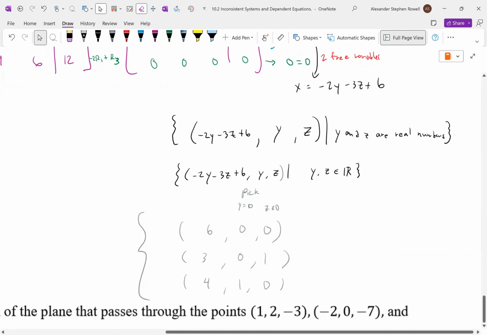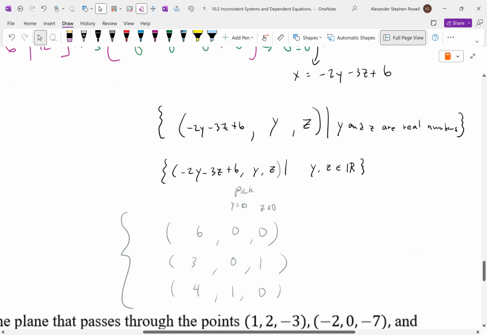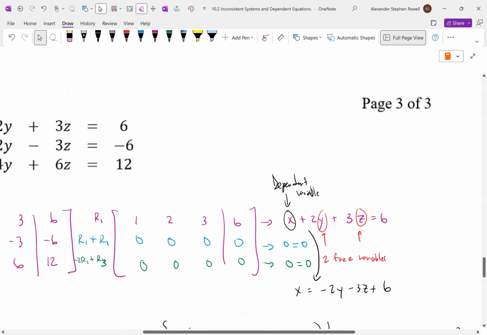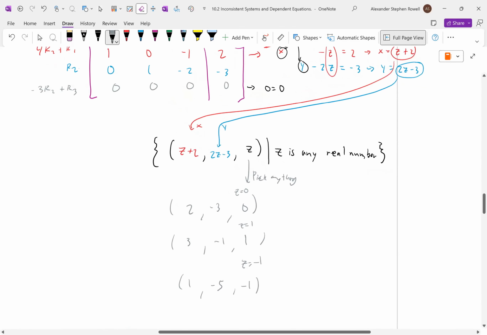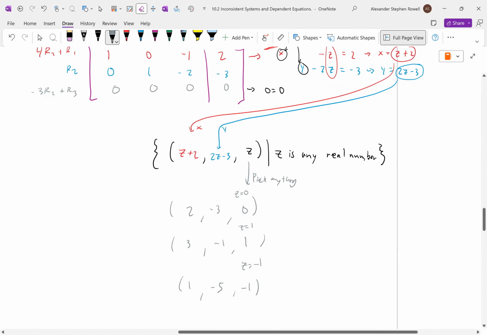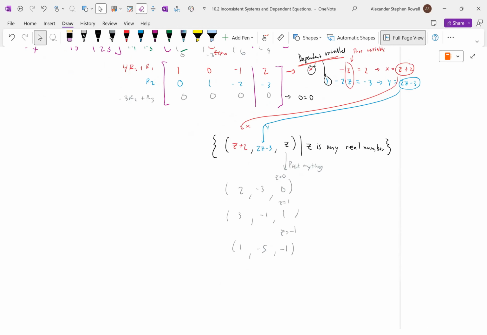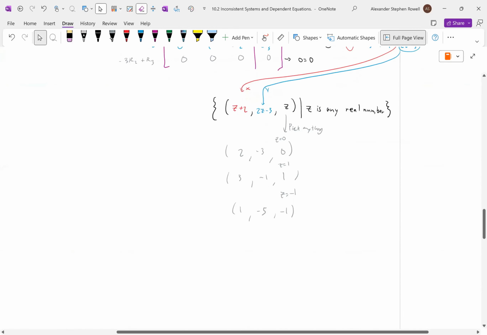So in case you're curious, what we're saying in this case is all 3 planes are the same. So all these solutions are on the same plane. Whereas the previous problem, they all 3 intersected in a line. So all these ordered triples are on the same line. But you don't need to know that.